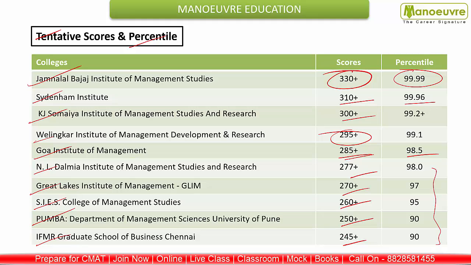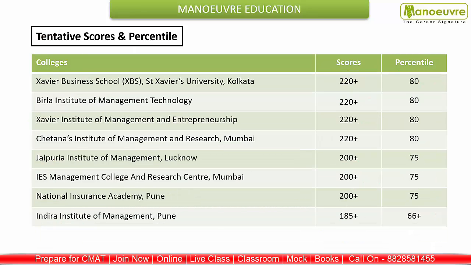Now if you scored less than 90 percentile, then you can enter into these colleges such as Xavier Business School, Kolkata, 220 plus marks. Birla Institute of Management and Technology, 220 plus marks, where the percentile is 80. Xavier Institute of Management and Entrepreneurship, 220 plus. Chetana Institute of Management and Research, that is CIMR in Mumbai, 220 plus marks. Jaipuria Institute of Management Lucknow, 200 plus marks. IES Management College and Research Centre Mumbai, 200 plus marks. NIA Pune, 200 plus marks. And the Indira Institute of Management in Pune, you have to score 185 plus marks. So these all are the respective percentiles.